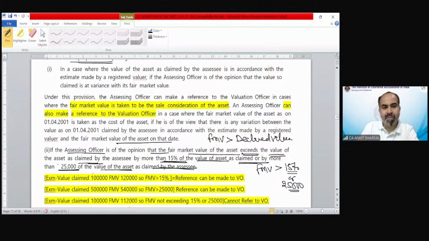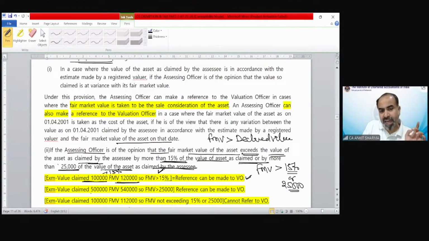Here are three examples. Suppose the value claimed by the assessee is 1 lakh. The assessee is saying that the value of the asset, the consideration, is 1 lakh. And the FMV in the opinion of the assessing officer is 1,20,000. So you can see the FMV is exceeding 115% of the value claimed. Because the 15% excess condition is fulfilled, in this scenario, reference can be made to the valuation officer.